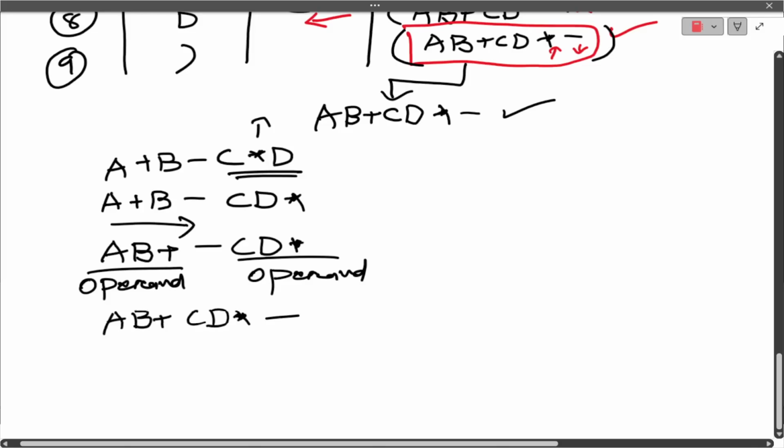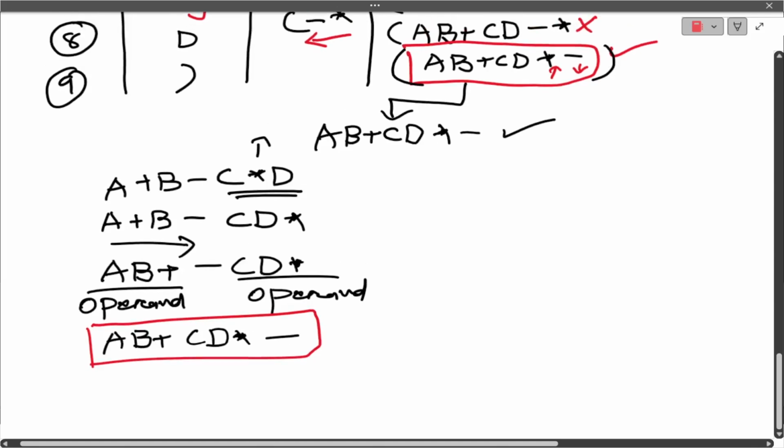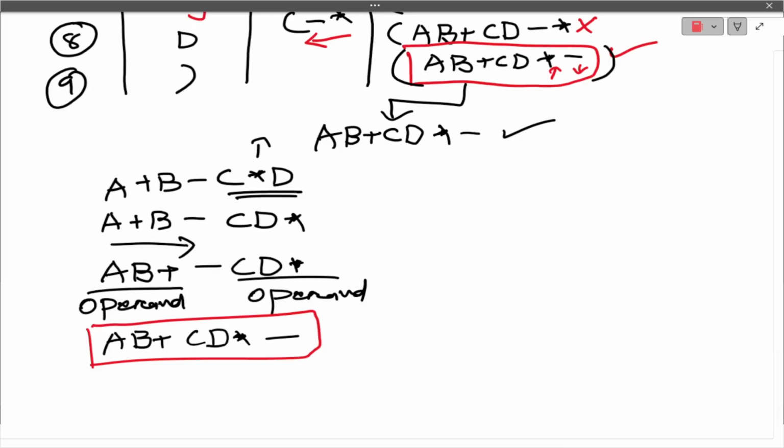Is this what we have got out of this? Is this what we got? Just compare the answer with this. Are we getting the same answer? Boys and girls, are we getting the same answer, right? So our process is correct.